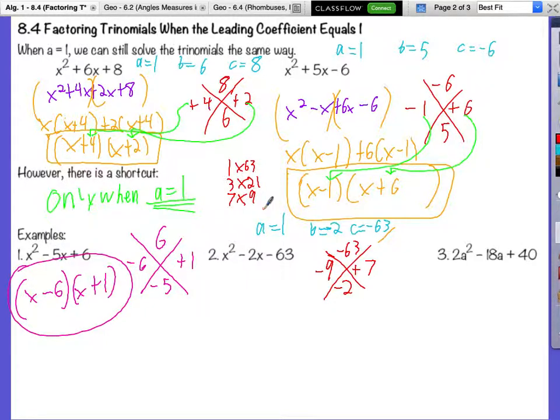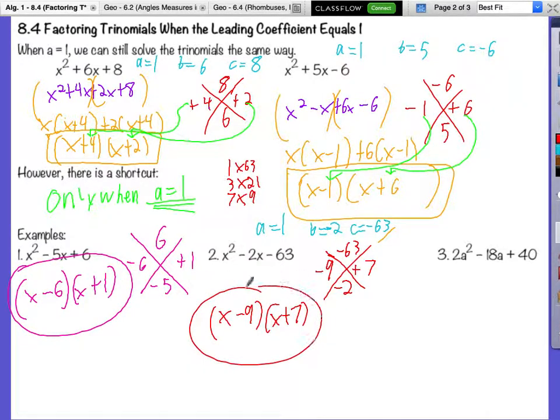And so, because A is 1, we're able to do the shortcut where we just write X minus 9 in the first parenthesis, because here I have a negative 9. And what's going to go in the second parenthesis? X plus 7. And we're done. You blink and you miss it. Like, whoa, we're done already? Yeah, because we have this awesome shortcut when A is equal to 1. Now the shortcut only works when our leading coefficient is 1. When it is, we want to use it. You don't have to, but it makes your life easier.